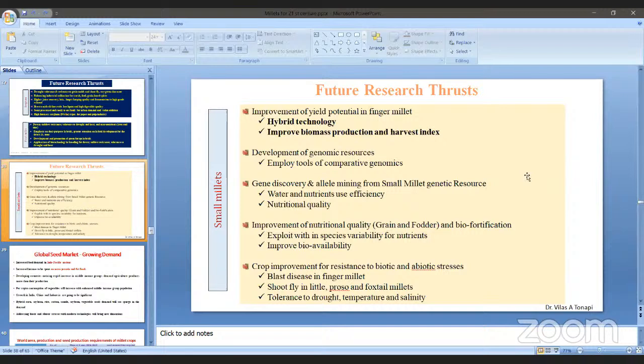This is useful not only for humans but also for animals, because little millet has more straw production compared to other millets like finger millet and foxtail millet. Another thrust area is the development of genomic research, along with water and nutrient use efficiency. There is also very little pest and disease incidence.